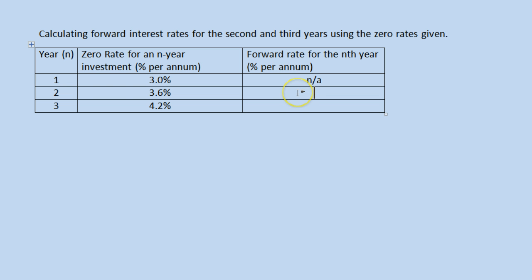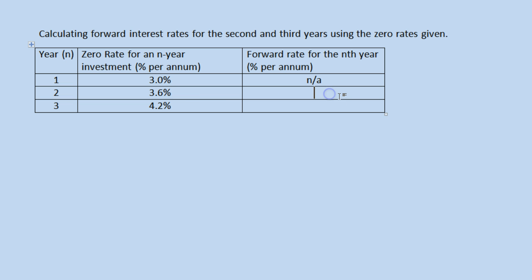So the forward interest rate in the second year would be the interest rate on something that starts a year from now and lasts for 1 year. So it begins in year 2 and lasts a year. Notice that's different from the zero rate, which starts now and lasts for 2 years. The forward rate in the third year is for an investment that starts in the third year and lasts for 1 year. Again, different from this, which is an investment that starts now and lasts for 3 years.